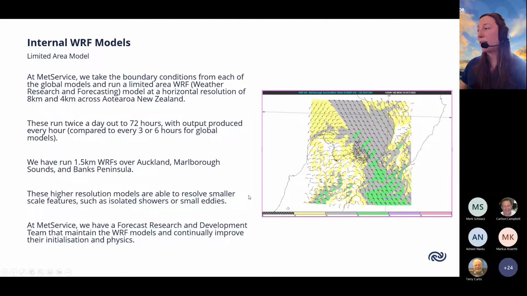At Met Service, we actually have a forecast research and development team that works on the WARF models and are continuously improving them for us. So we had Chris talk earlier. So my job as a meteorologist is to look at the models, understand them and write a forecast, whereas we have the research and development team that knows the intricacies of the equations they use and how the atmosphere works within the model and is continuously improving them.